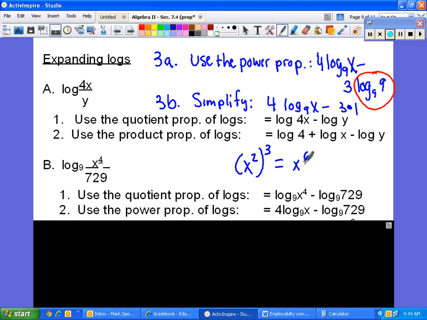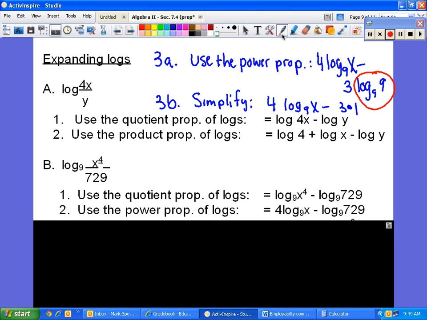If you wanted to write this as a logarithm, you could actually say that this is 3 times x to the second, x to the second times x to the second times x to the second. Now we don't learn it that way, but that's how you might want to view it when we're talking about logarithms. So what I can do is take x to the 4th power and turn it into 4 times this, log 9 of x.